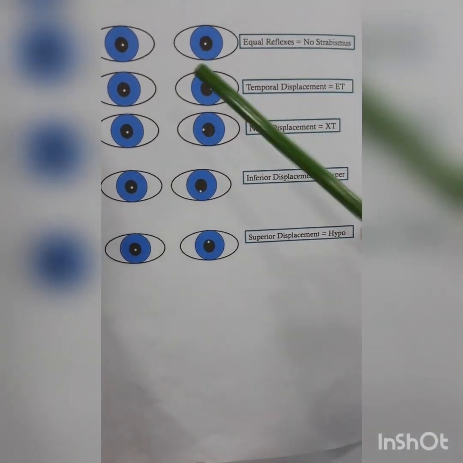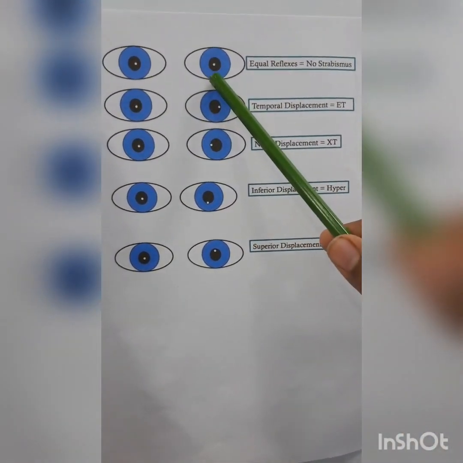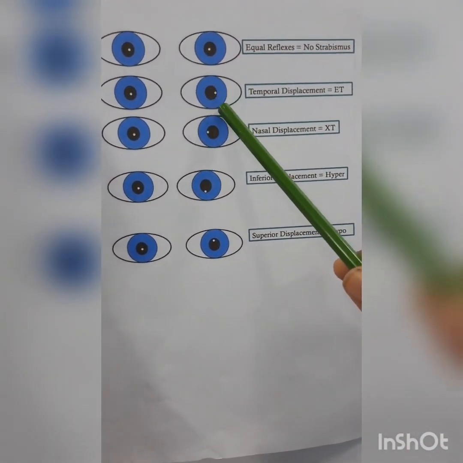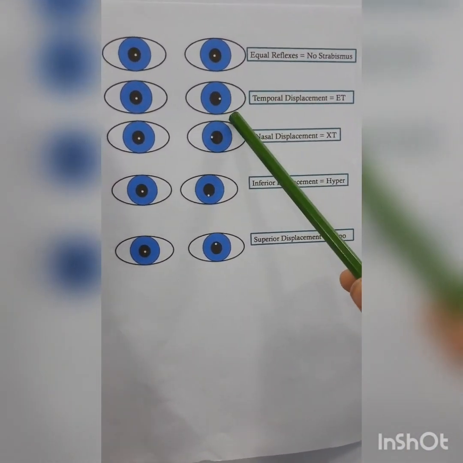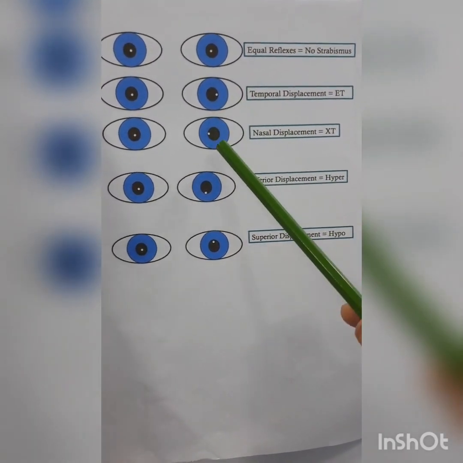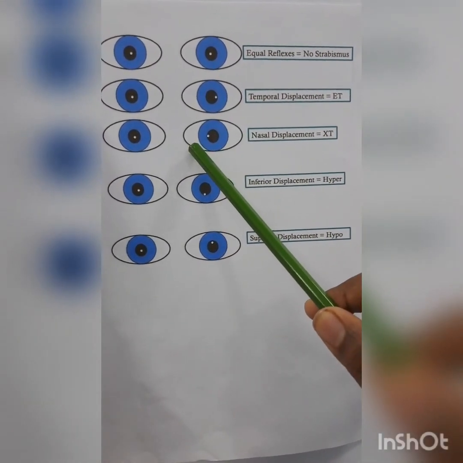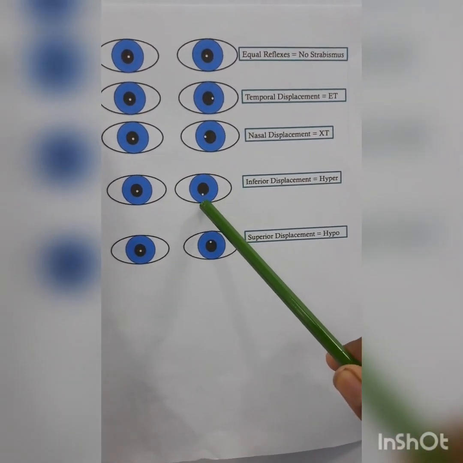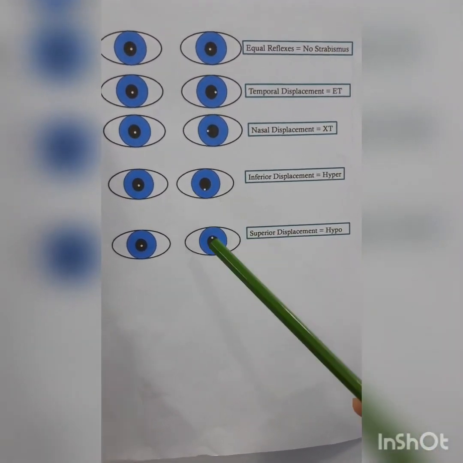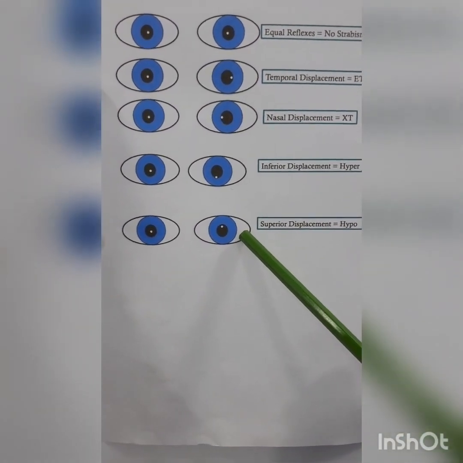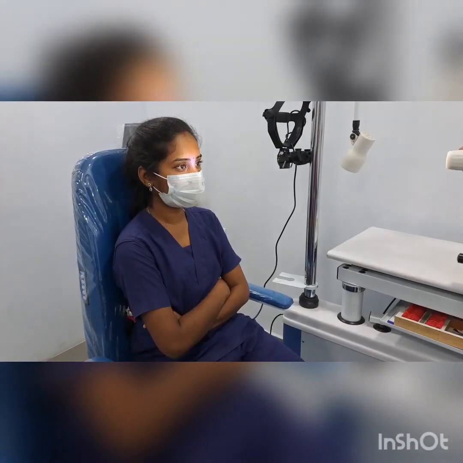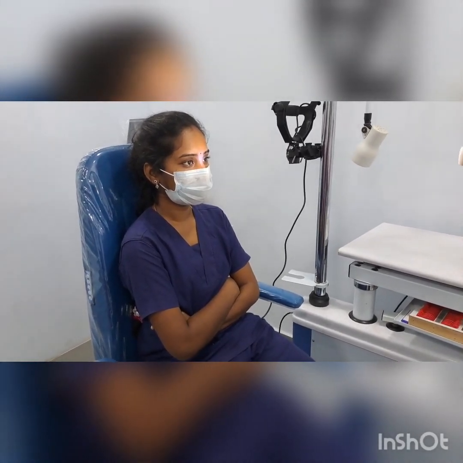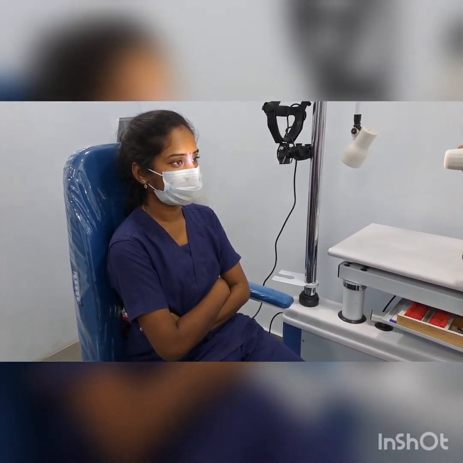In this image, you can see the corneal reflex is the same, it's equal, so there's no strabismus. And in this, in the left eye, the reflection is seen towards the temporal side, so it is esotropia. And in this, it's seen towards the nasal side, it is exotropia. Here it is seen towards the downwards, so it is hypertropia, and here it is upwards, so it is hypotropia. So in the Hirschberg test, we ask the patient to sit straight, and based on the corneal reflex, we measure the deviation.